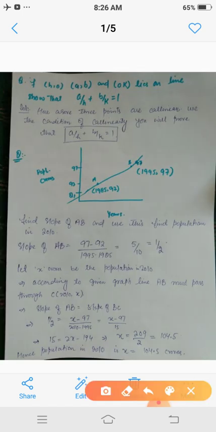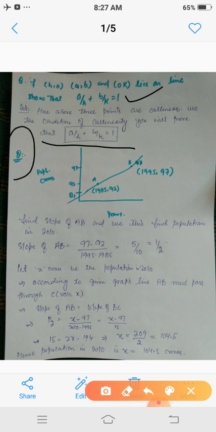Now if (h, 0), (a, b) and (0, k) lie on a line, show that a by h plus b by k is 1. Now these three points (h, 0), (a, b) and (0, k) lie on a line, which implies that they are collinear. So using the condition of collinearity, you will prove that a by h plus b by k is 1.